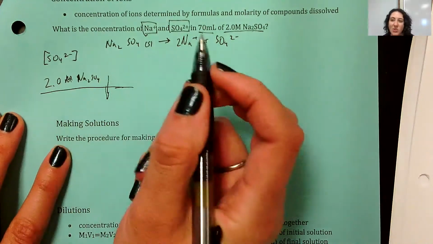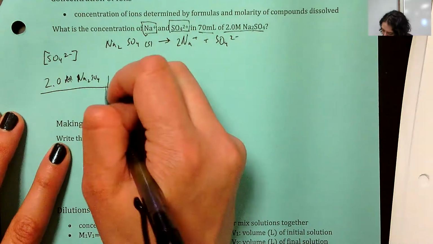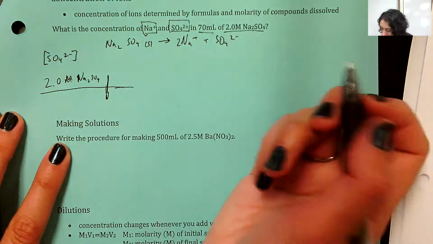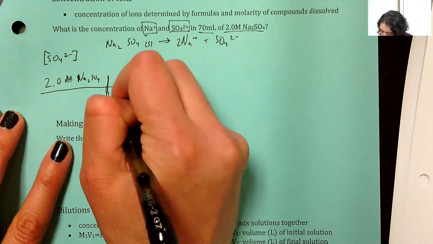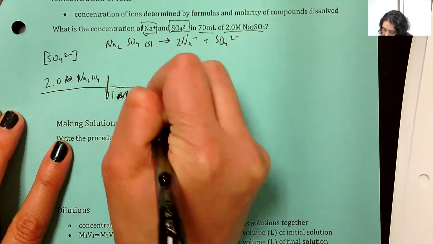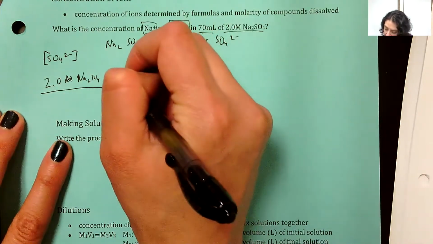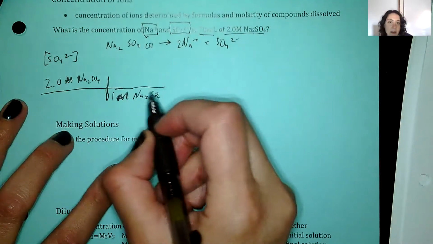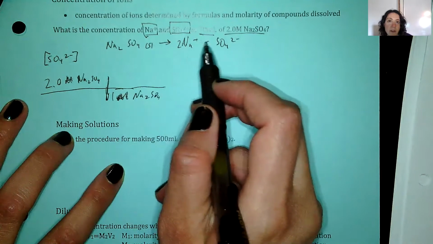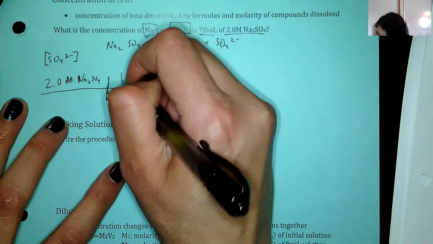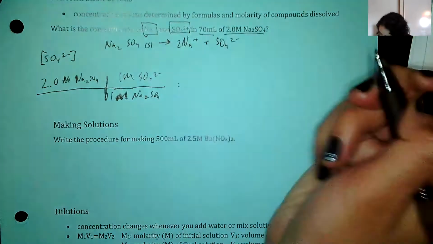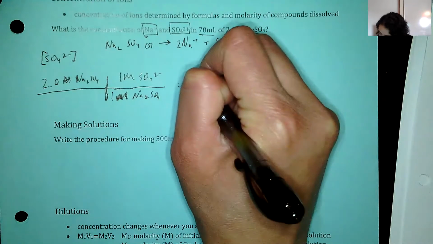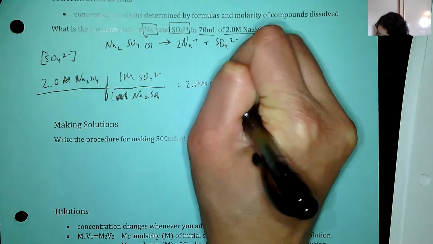You can kind of treat these like moles. Molar and mole kind of mean the same thing. The actual number of moles doesn't matter because it's a solution. So for every 1 mole or 1 molar of sodium sulfate you have, you're going to have the same concentration of sulfate ions. So this ends up being 2.0 molar of sulfate ions.